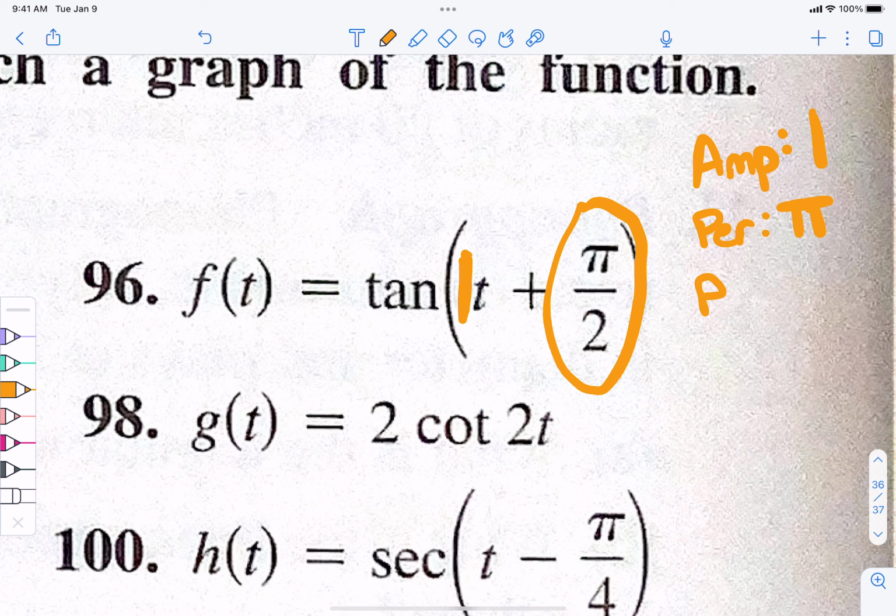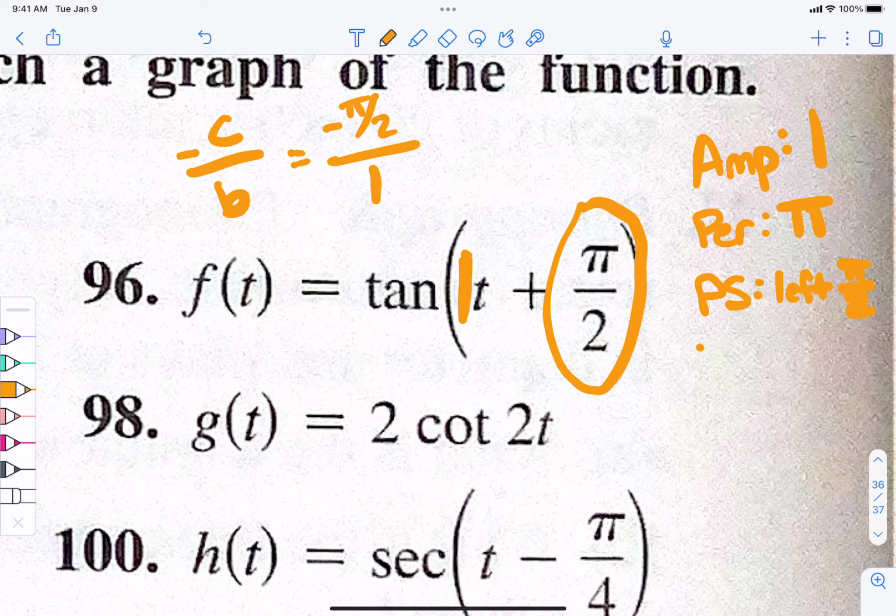The phase shift. You remember the formula for finding phase shift? Negative c over b. Okay. So negative c is negative pi over 2 over 1, which is negative pi over 2. So it is left pi over 2. We'll mark it. And vertical shift, there's none.